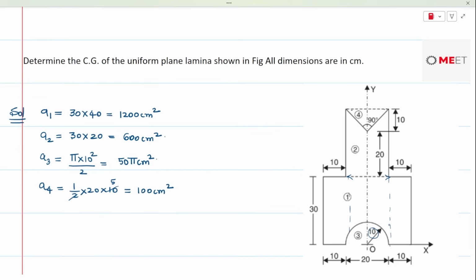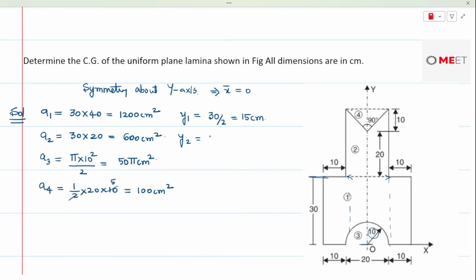Now the figure has got symmetry about the y-axis. In that case, x bar will be equal to 0 and all that we need is to find the y coordinates. Y1 will be equal to half of the depth. Depth is 30 centimeters, so 30 by 2, which is equal to 15 centimeters. And for area 2, we find that area number 2 is above O at a distance of 30 centimeters away from the point O.